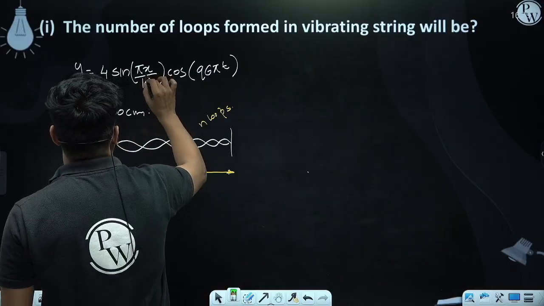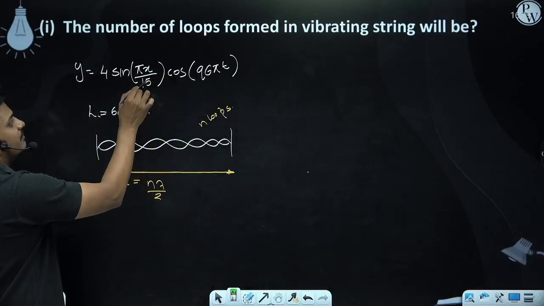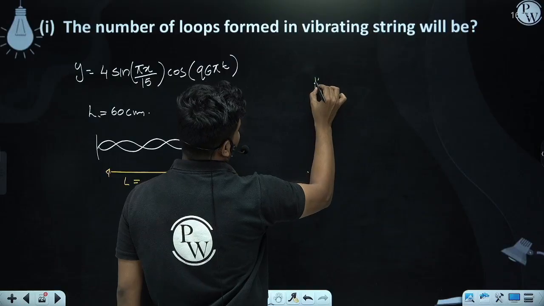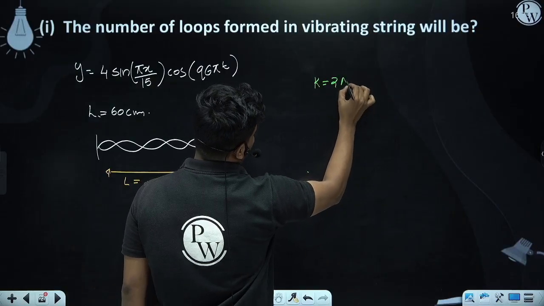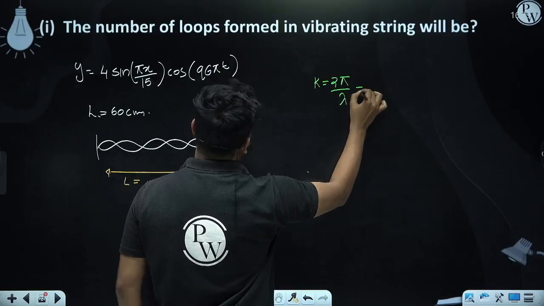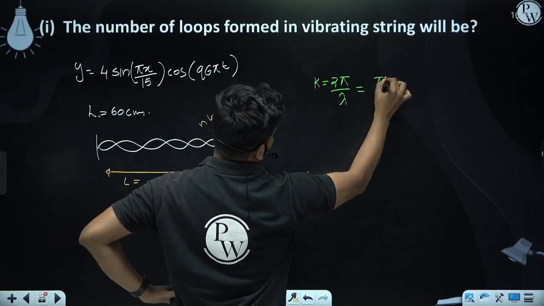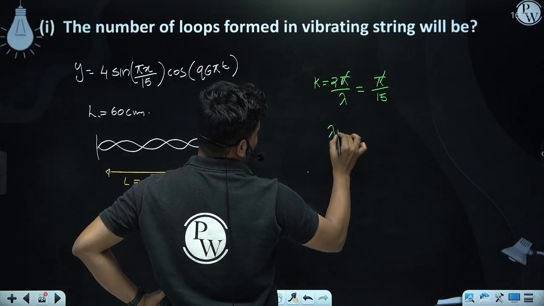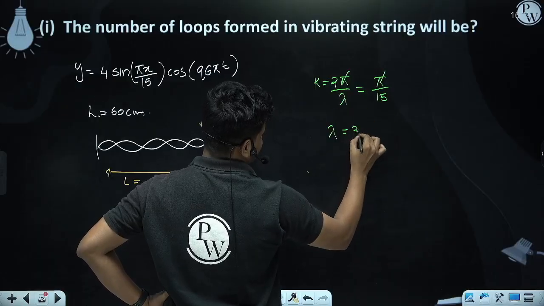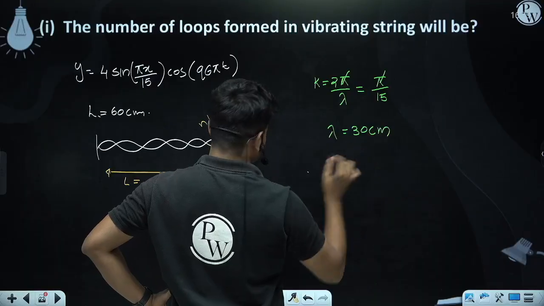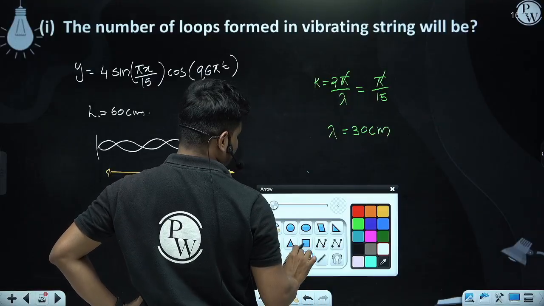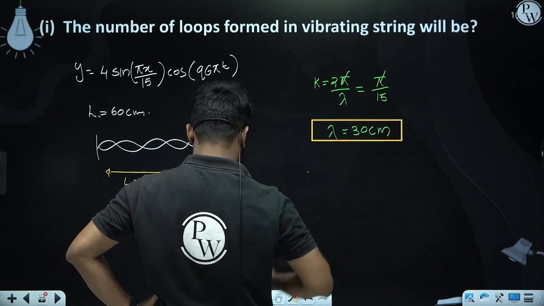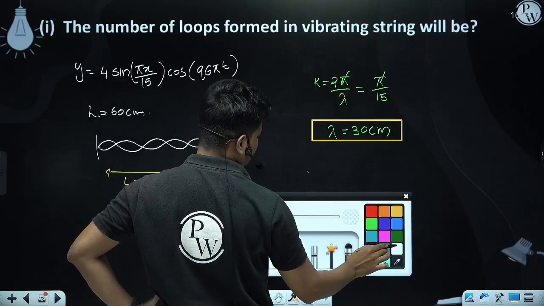So what is this? Pi by 15 x means that it is kx. So what is k? We know k is 2 pi by lambda, and that is equal to pi by 15. So pi will cancel. What is lambda? Lambda is equal to 15 into 2, that is 30 centimeter. So this is the wavelength of this wave.